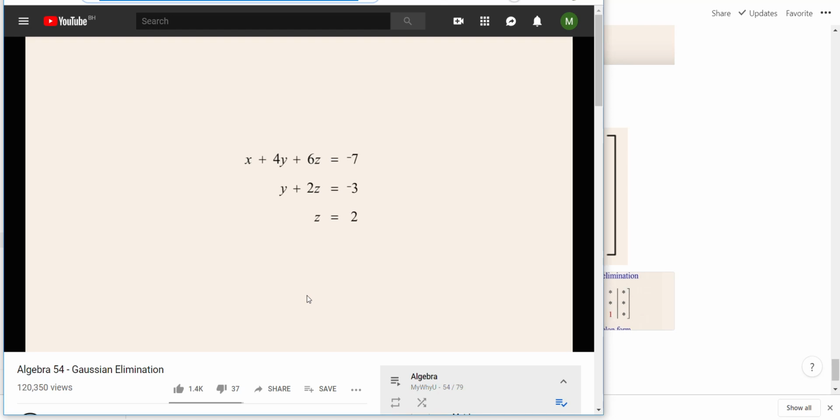Since the last equation tells us the value of z, that value can be substituted into the second equation, eliminating z in that equation. With z eliminated, the second equation can now be solved for y. Subtracting 4 from both sides, we see that the value of y is -7. And now that we know the values of y and z, those values can be substituted into the first equation to eliminate y and z.